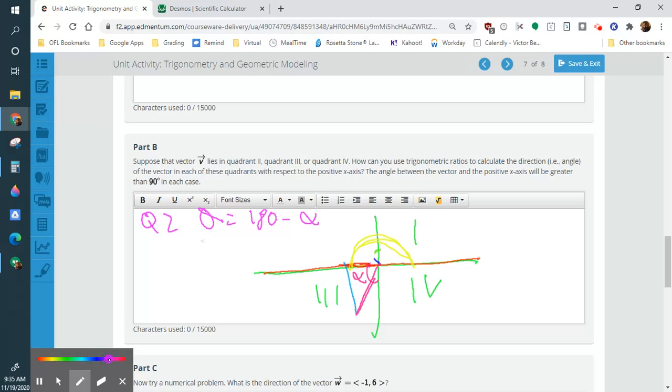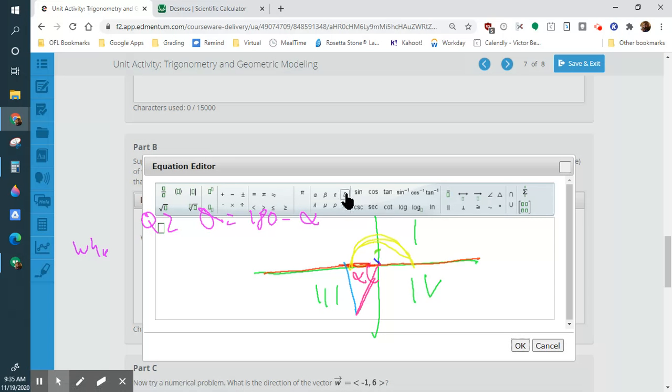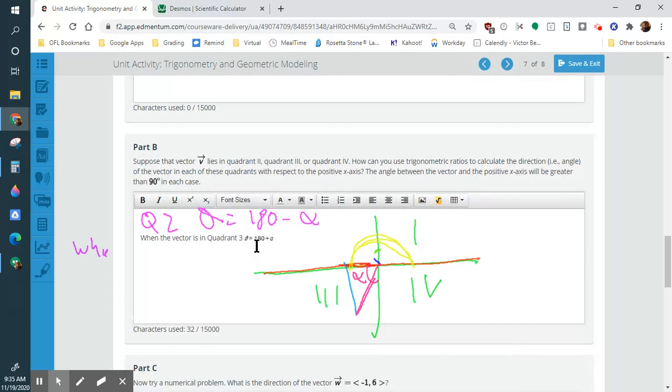So when your vector is in Q3, quadrant 3, I'll type this part out for you guys so you see how you do it. You might have to use this, unfortunately. Theta equals 180 plus alpha. It looks similar, but it's a little different. I always draw my alphas a lot different than how the computer draws it. The computer makes it look like an A. So when it's in Q3, we're just going to do 180 plus alpha.